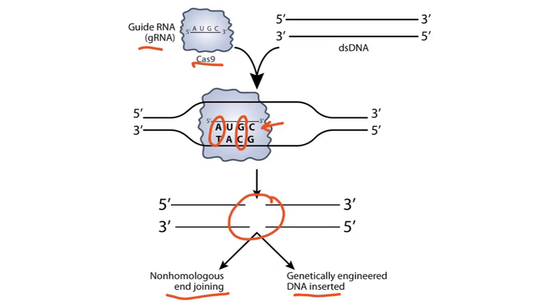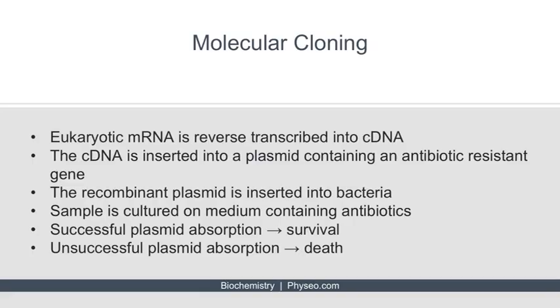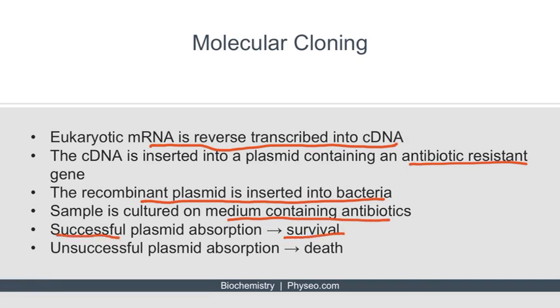Okay, now let's discuss molecular cloning. Molecular cloning is a lab technique that allows us to insert a eukaryotic gene of interest into bacteria. In the first step, eukaryotic mRNA is reverse transcribed into cDNA. The cDNA is inserted into a plasmid containing an antibiotic-resistant gene. The recombinant plasmid is then inserted into bacteria. The sample is cultured on a medium which contains antibiotics. Bacteria that successfully absorb the plasmid will survive, and those that did not properly absorb the plasmid will die.